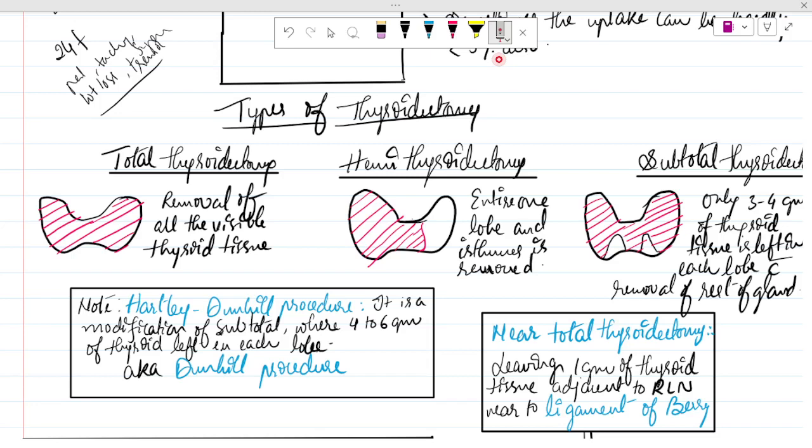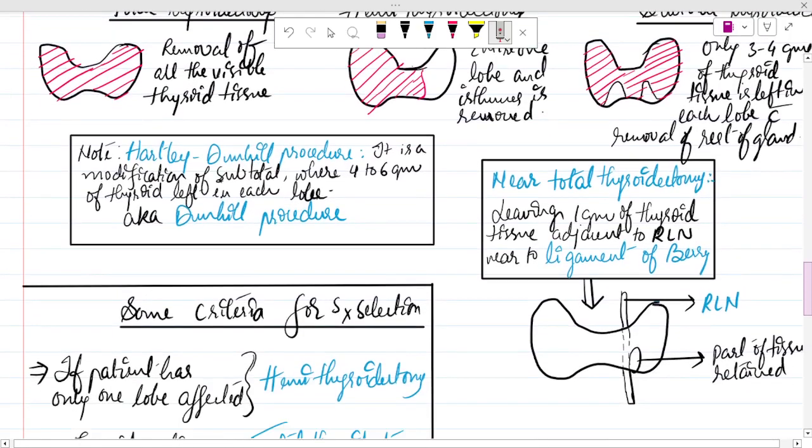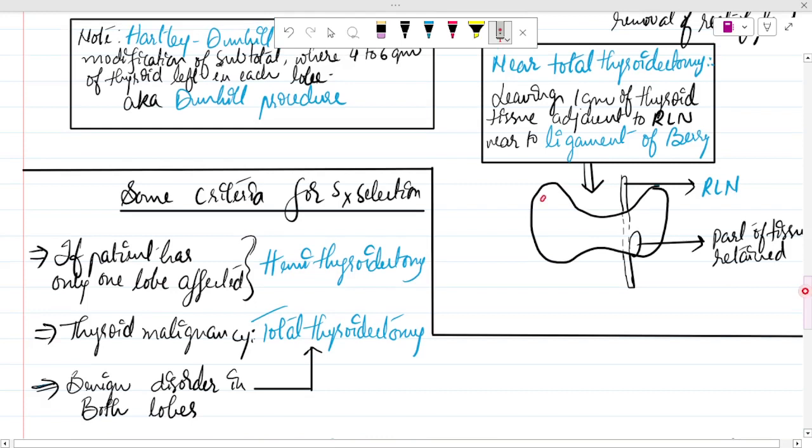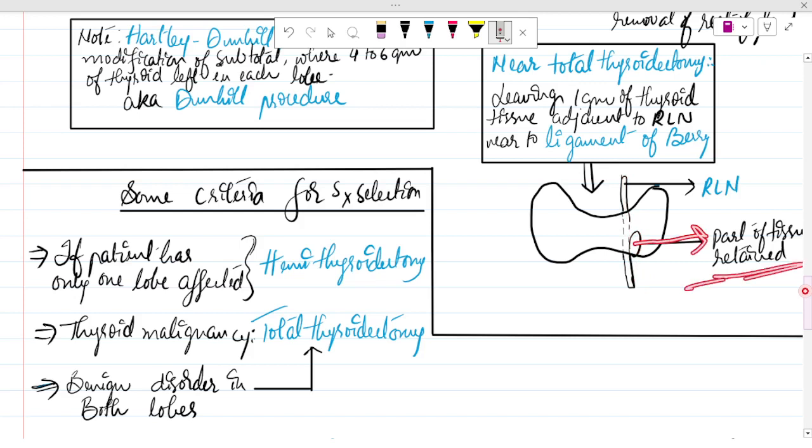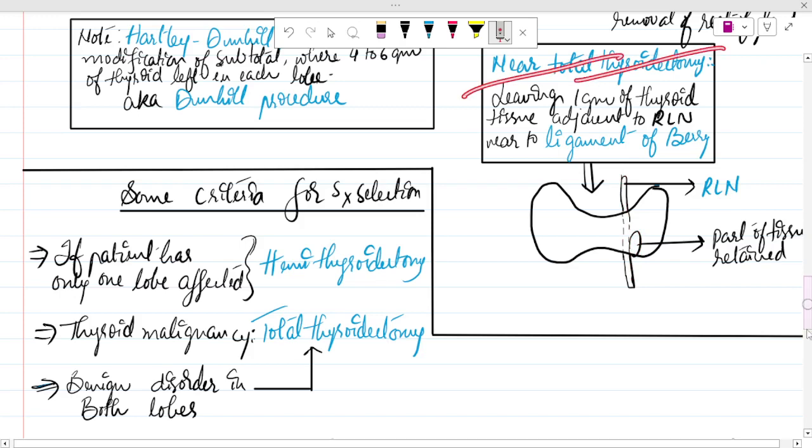I will show you one image also. See, these are drawn images, but don't think I will not show real images. Yes, I will show you images in the image session. See, this is the thyroid. This is the recurrent laryngeal nerve, right? And here you have the ligament of Berry, right? And this is the part of the thyroid tissue that is retained. Except this small tissue adjacent to the recurrent laryngeal nerve, the rest of the thyroid will be removed. So that is called near total thyroidectomy. Okay.